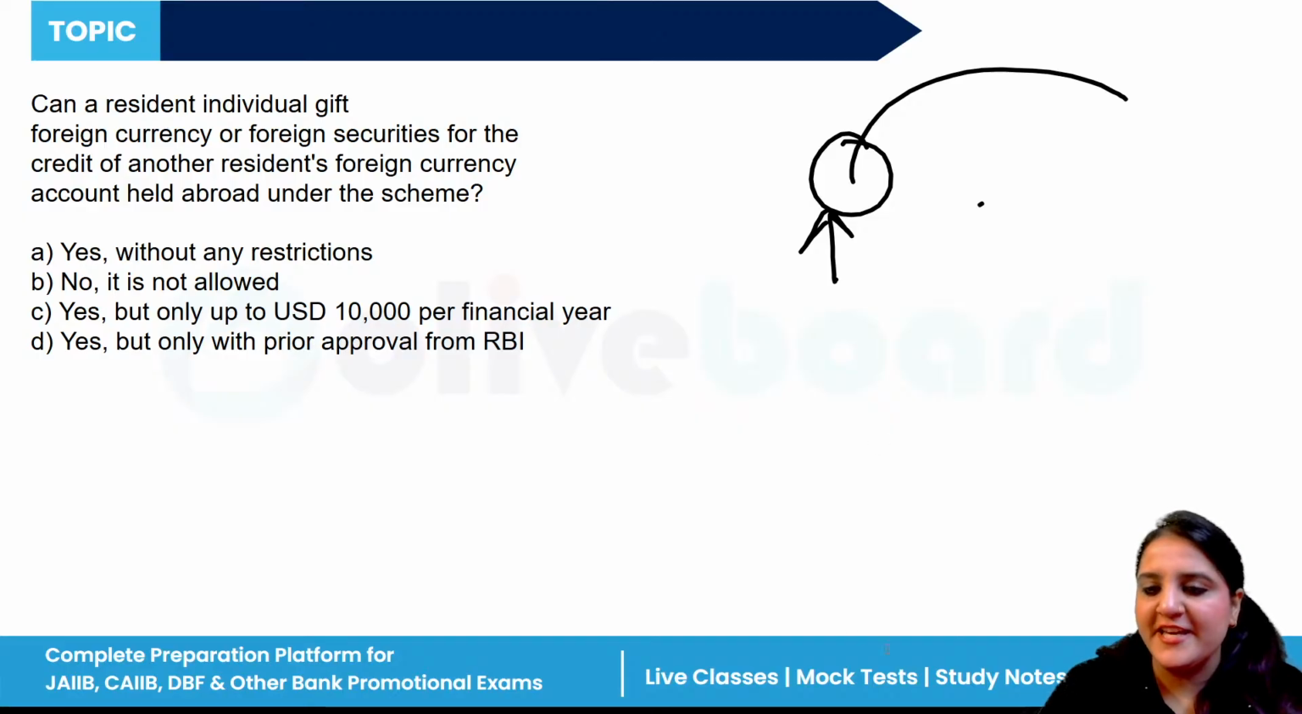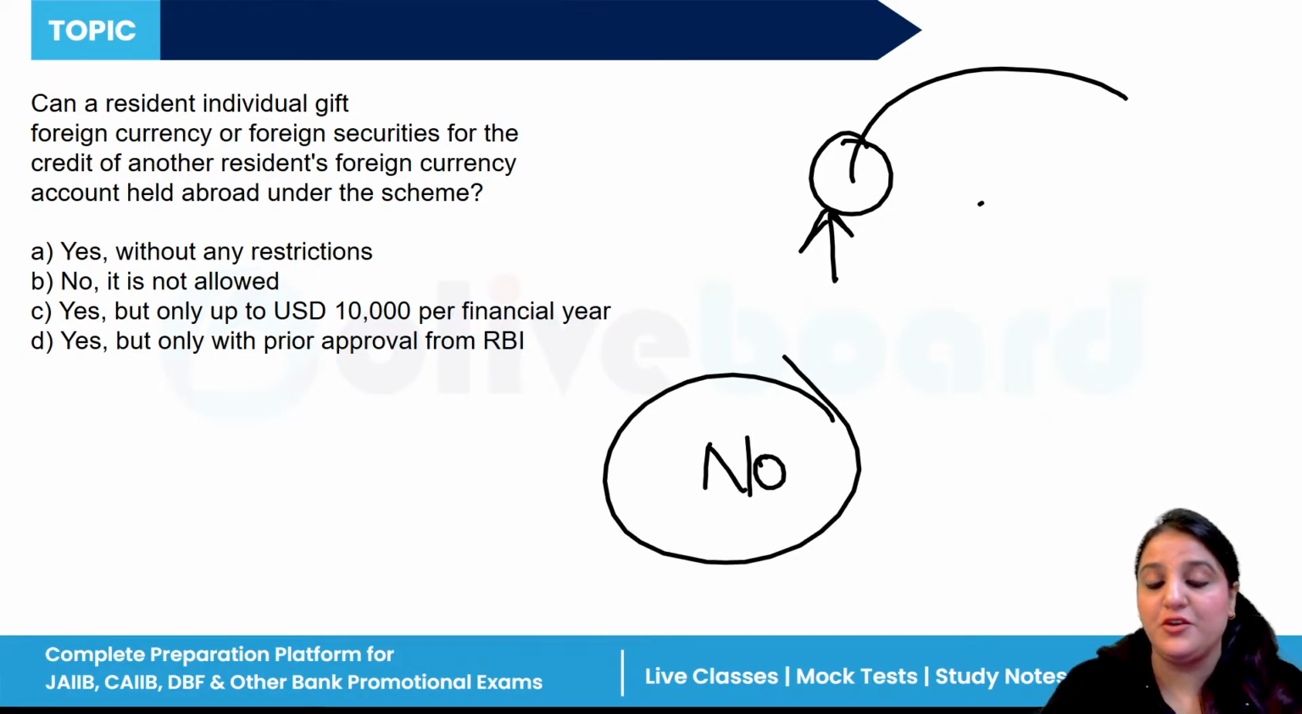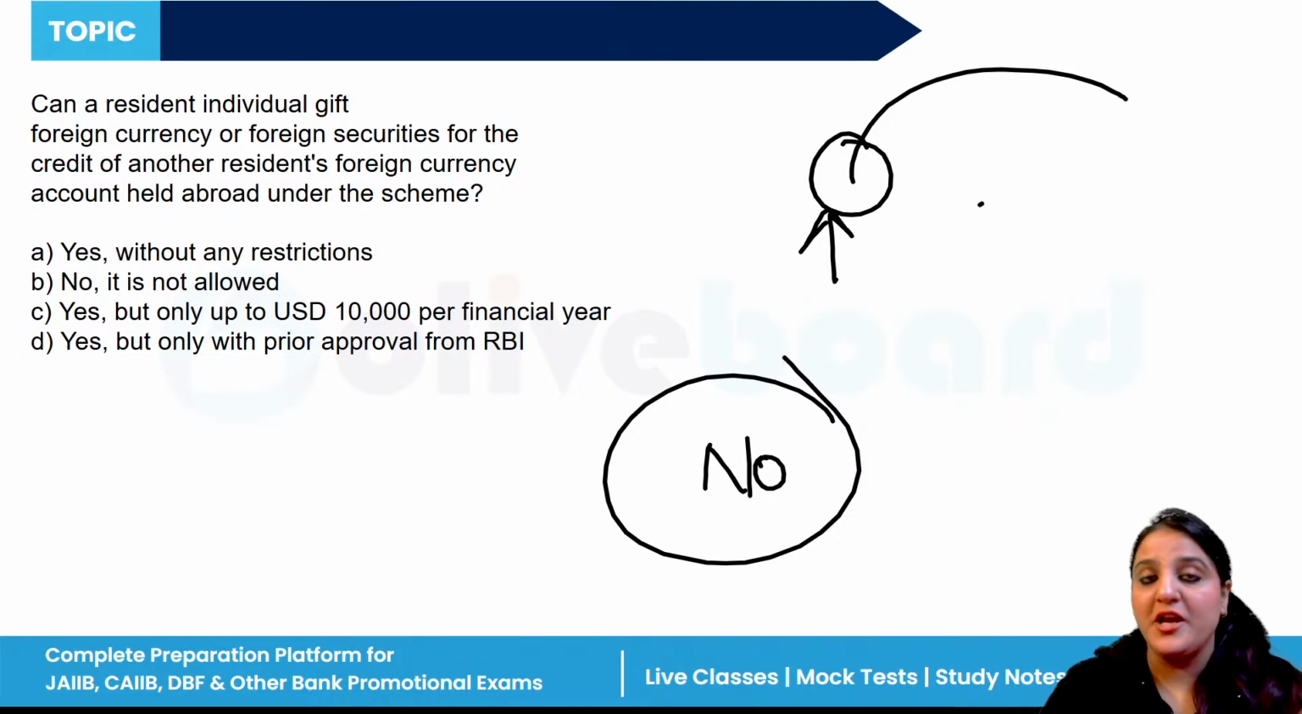So the clear answer is there in two words, that is a big no. This is not allowed. Under the LRS, a resident individual may remit funds for permissible current and capital account transactions, including gifts also.